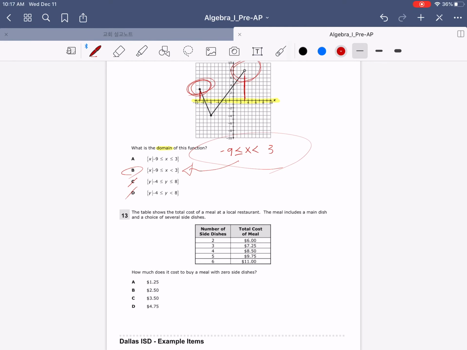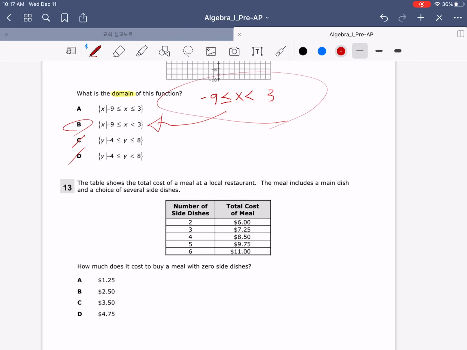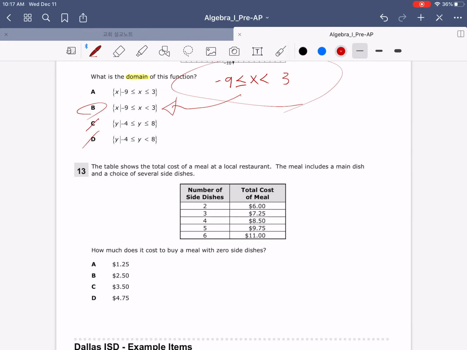Right. The table shows the total cost of the meal at the local restaurant. The meal includes the main dish and a choice of several side dishes. How much does it cost to buy a meal with 0 side dishes? I think I went over this in class, and it is in your notes, for sure. Maybe the numbers are different or exactly the same, I'm not really sure. So what you can do is put this into the calculator and find the equation. Since I don't have a calculator, I'm gonna do it by hand.